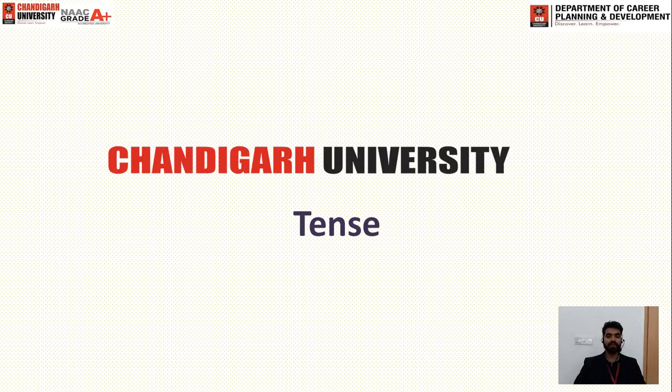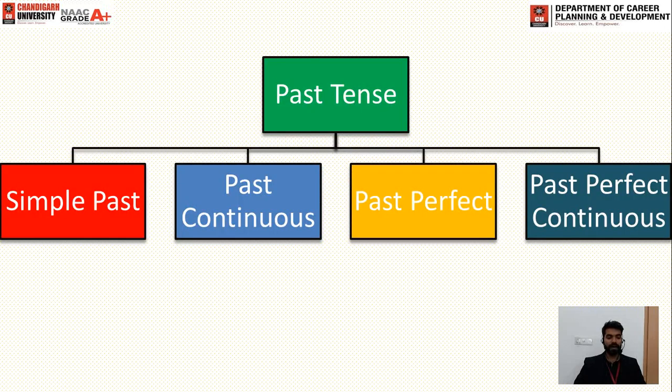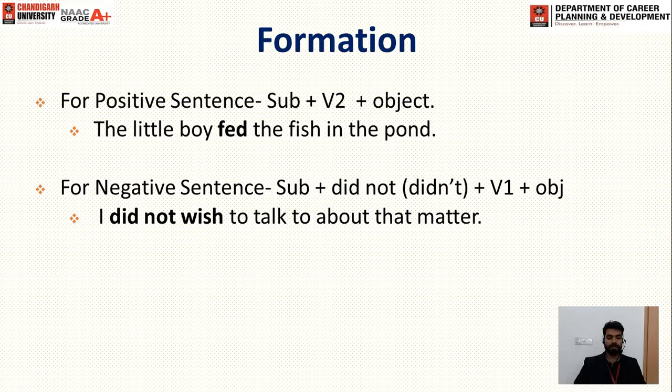So today we'll be working on your tenses. In tenses we'll be covering past tense. In past tense we have four subcategories: simple past, past continuous, past perfect and past perfect continuous. We'll be looking at these tenses one by one. So let's start with simple past.